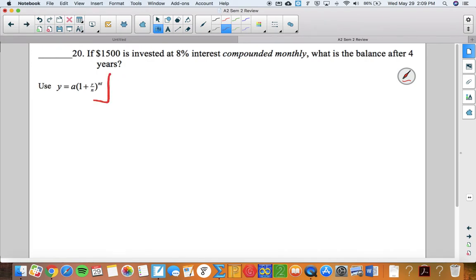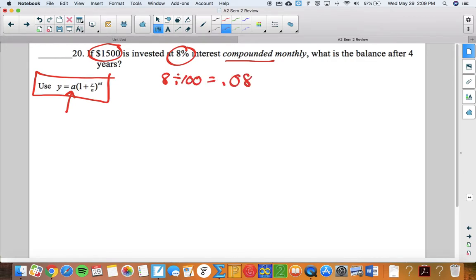Here, they gave us a hint to use this thing. Make sure you know when to use that equation. You should probably put that in your note sheet. That's when we're compounding things more than just annually. So $1,500 is invested. That's my A value. At 8%, that's my rate. However, take your percent and divide it by 100. So I'm actually going to plug 0.08 in for R. It's compounded monthly. That's your n value, the number of times it's compounded. And monthly means, well, there's 12 of them in a year.